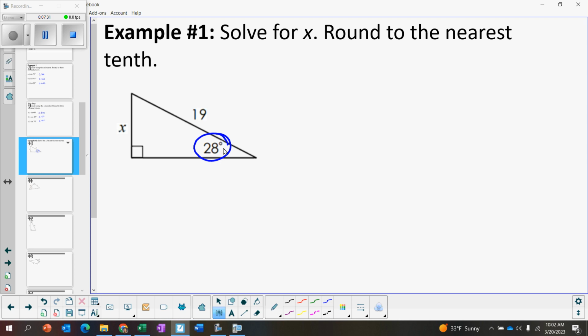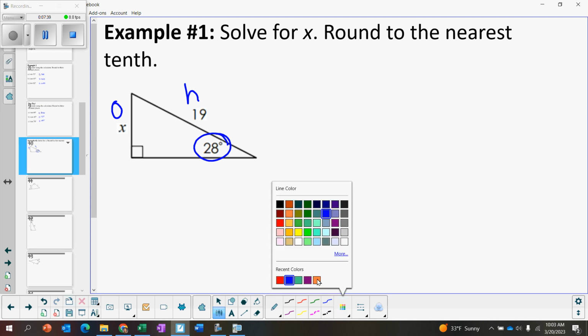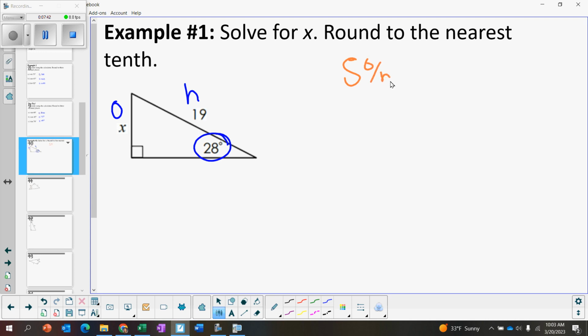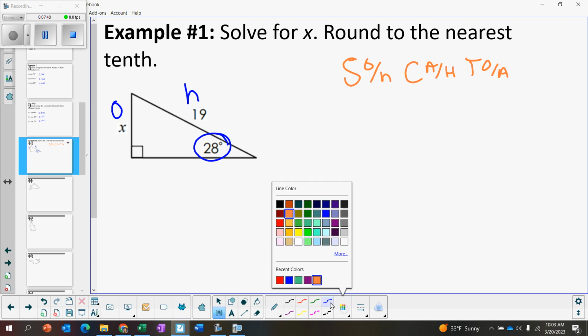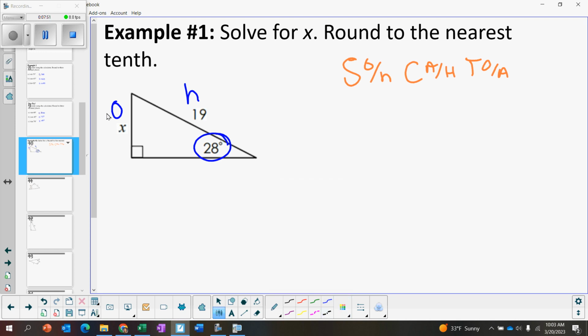So for this acute angle, I know that 19 is my hypotenuse, and this is my opposite side. This side is not actually part of our problem, so we don't need to worry about it. So if I look at SOH CAH TOA, I see that in my answer, I have labeled O and H. Of these three, I see O and H there, which means I'm going to set the problem using sine. So it's sine of the angle we know equals O over H, or x over 19.